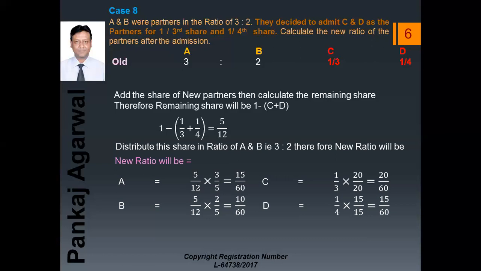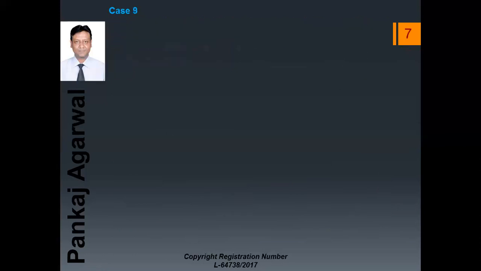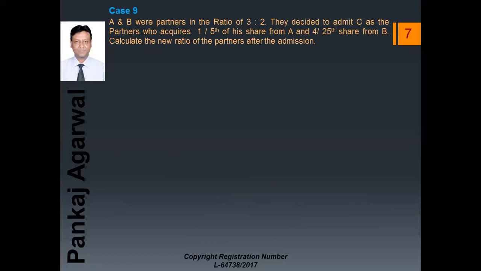It comes to 15/60. So the new ratio between A, B, C and D is 15:10:20:15. And in this ratio, the common factor is 5. We can divide them all by 5. So the new ratio we can write as 3:2:4:3.